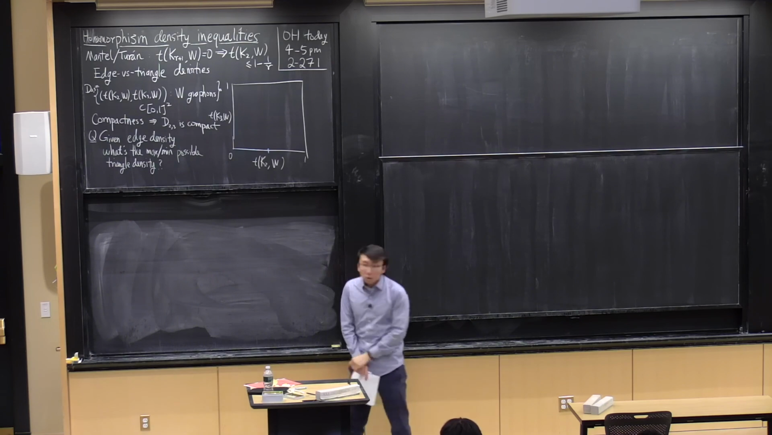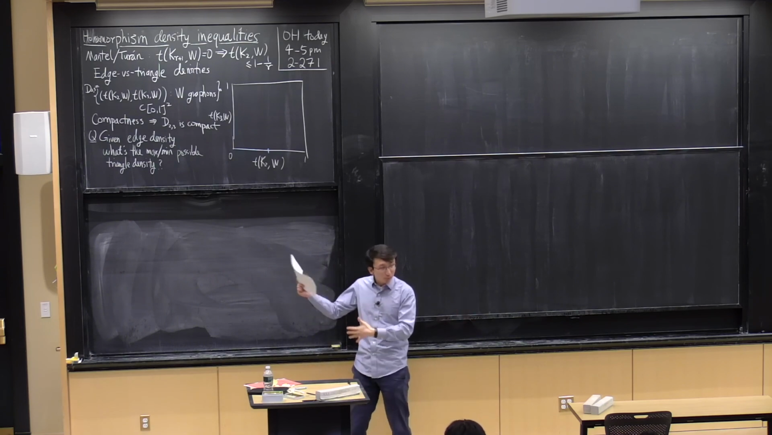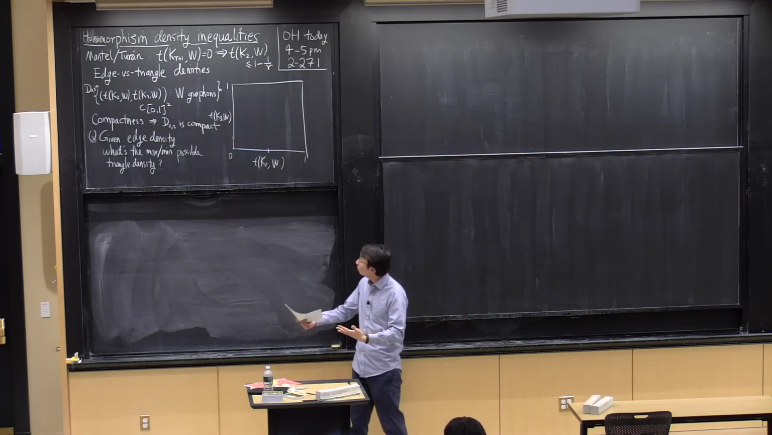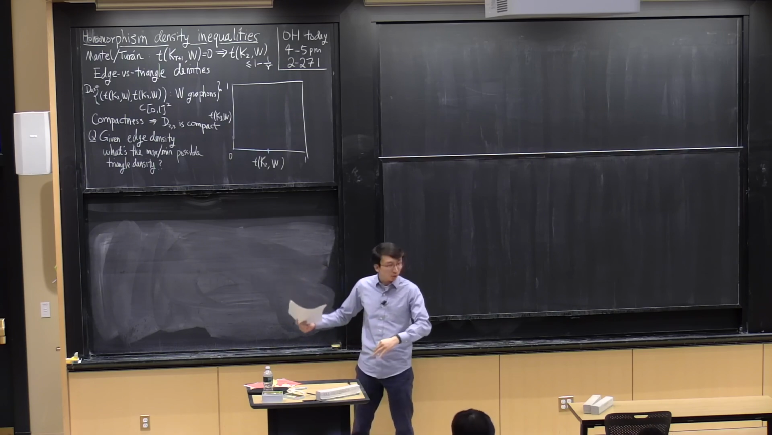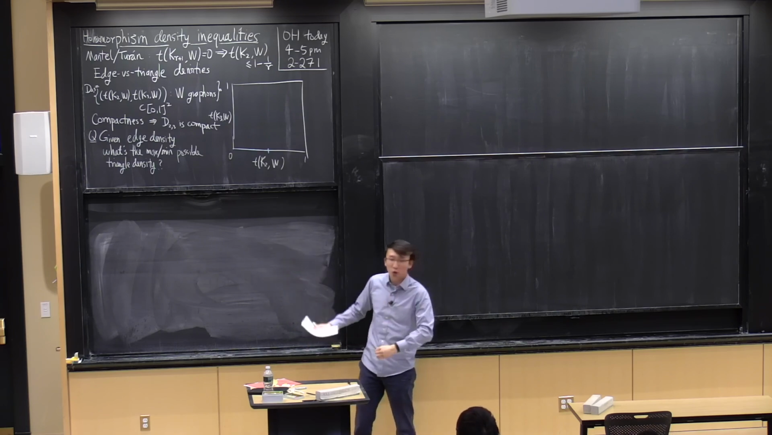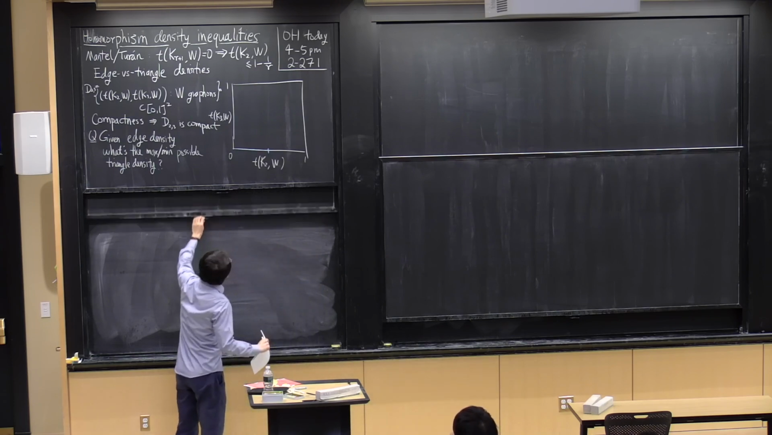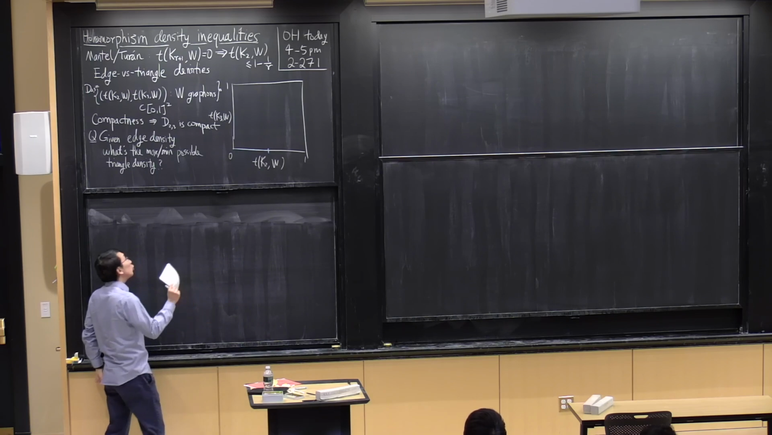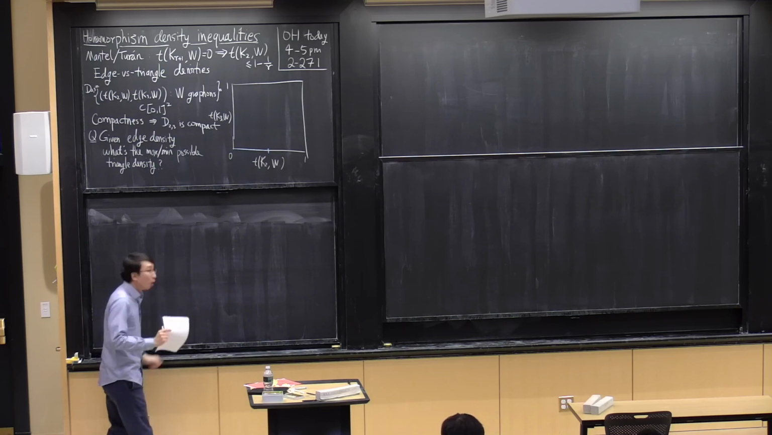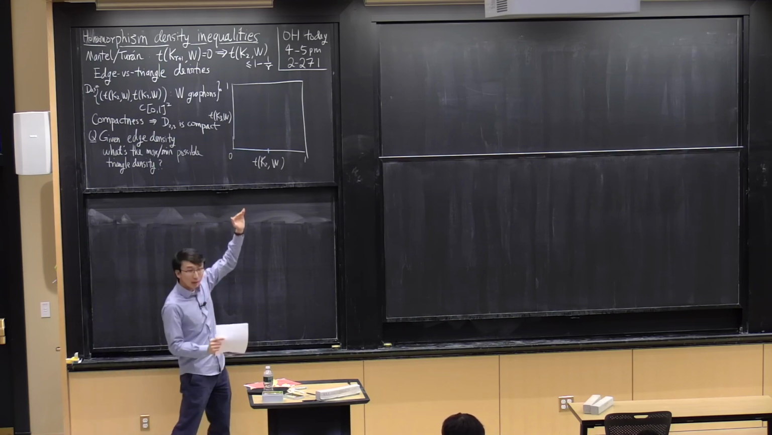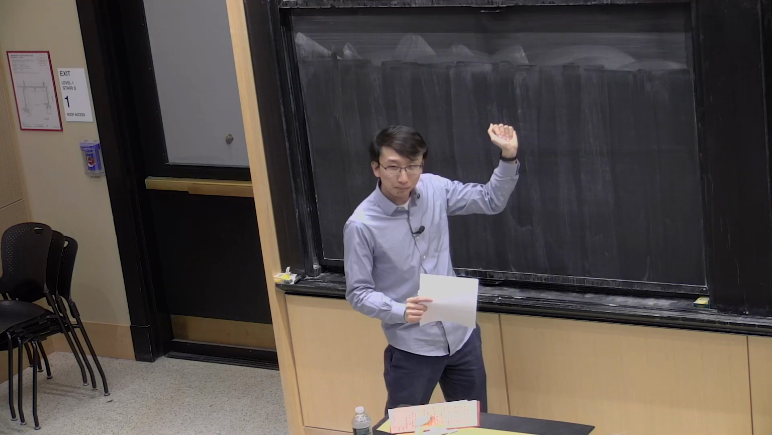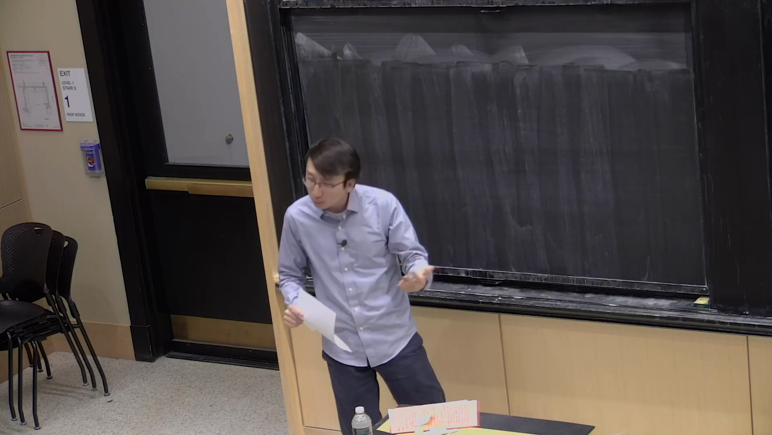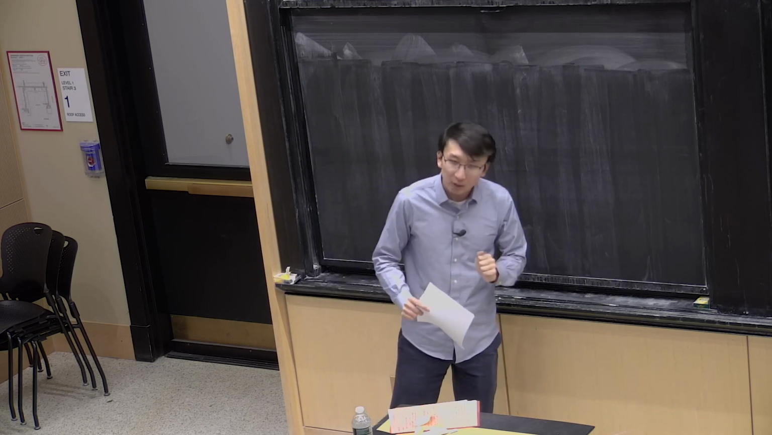I want to complete this picture, and I'll show you some proofs, and by the middle of today's lecture, we'll see a picture of what this region looks like. All right, first, let me do the easier direction, which is to find the upper boundary of this region. So what is the maximum possible triangle density for a given edge density?